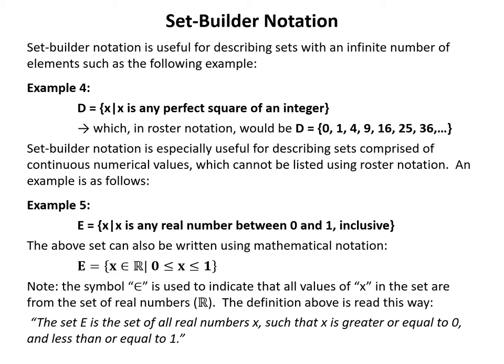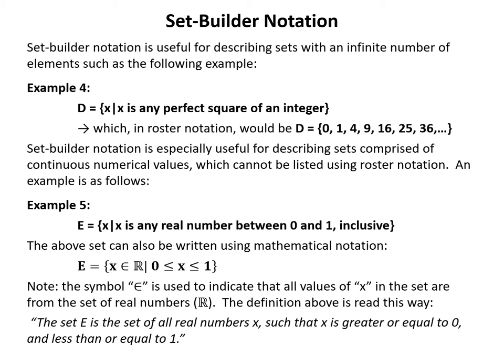Now also, set builder notation is especially useful for describing sets comprised of continuous numerical values, which cannot actually be listed using roster notation. Example 5 is an example of this. So we have the set E, which is the set of x such that x is any real number between 0 and 1 inclusive. A second way of writing this in set builder notation, using mathematical notation, is listed below that. In that definition, there's a symbol that looks like a rounded E. That symbol is used to indicate inclusion, in this case, that all the values of x in the set are from the set of real numbers. And the fancy R that you see there is the symbol for the set of real numbers.